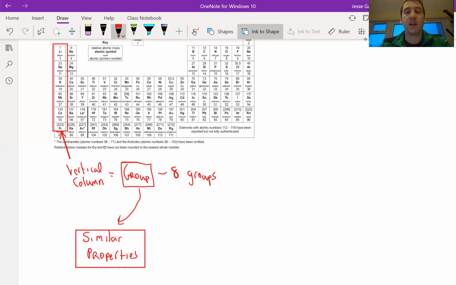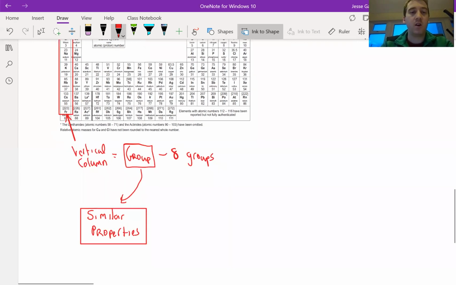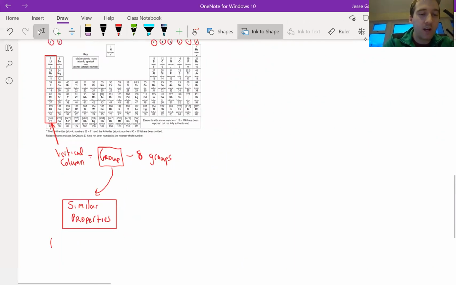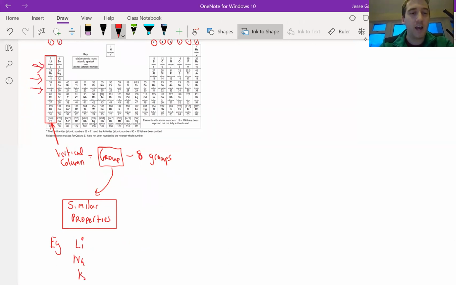I'm hoping that you said a property is a feature of a material that we can see or we can measure. Now, if we take a look at an example and compare lithium, sodium, and potassium, Li, Na, and K, they are in the same group.